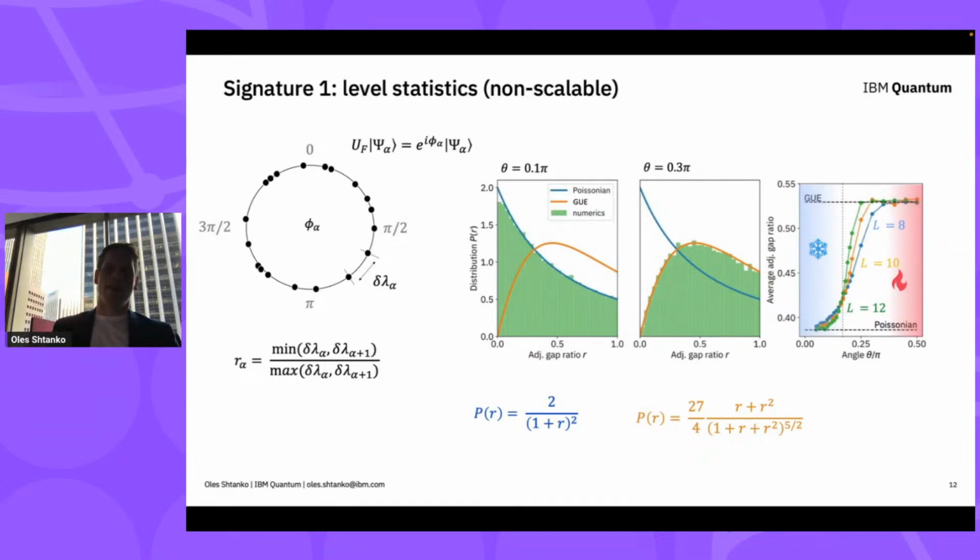A quick note: of course, it's only for small system sizes, and with increased system size, it might drift, but it still gives a good hint. Okay, but it's of course a non-scalable measure because, well, you need to find these eigenvalues, and how are you going to do it for a large system?